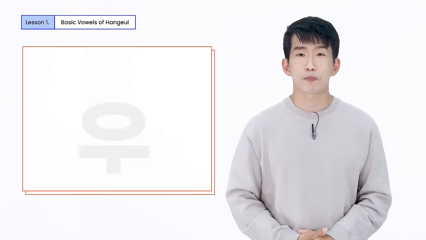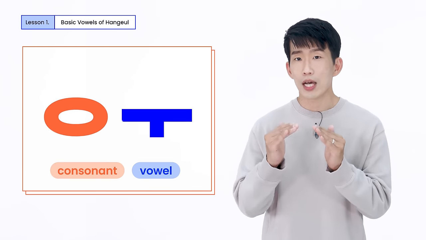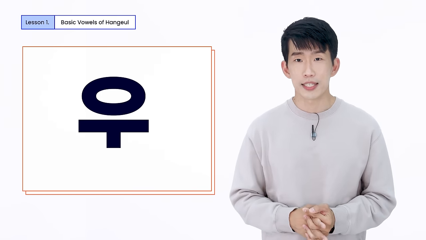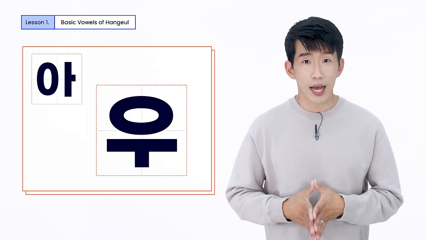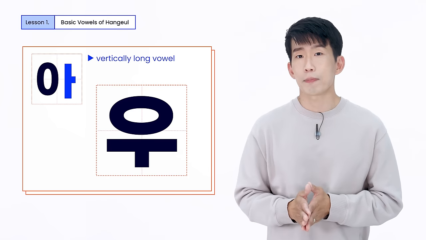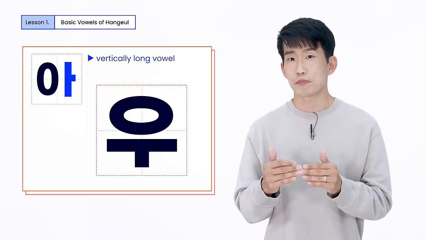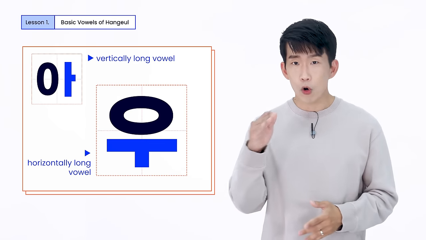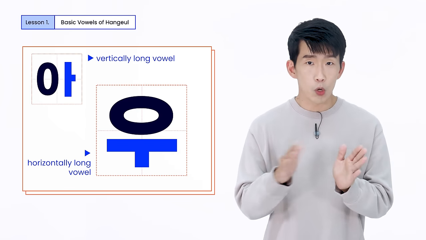Now, how about this one? U. The circular character at the top is a consonant and the character below it is a vowel. If you compare A and U, the vowel in A is a vertically long shape, so it won't fit into a box if the vowel is below the consonant, so it sits next to it. For the same reason, since U is a horizontally long vowel, relatively speaking, it's placed below the consonant.